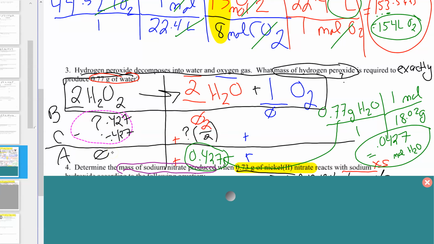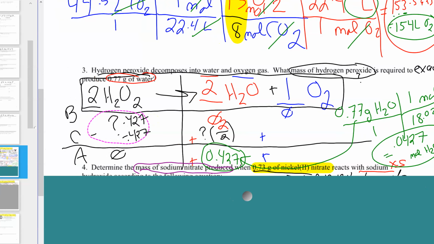Okay, have I finished the problem yet? No, because they want to know the mass of hydrogen peroxide. I'm running out of space right here. I'm going to try and squeeze this in over on the side. Let's see, room over here.